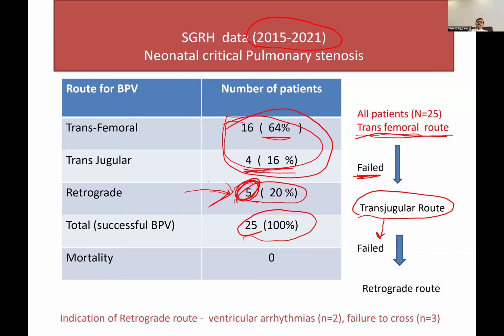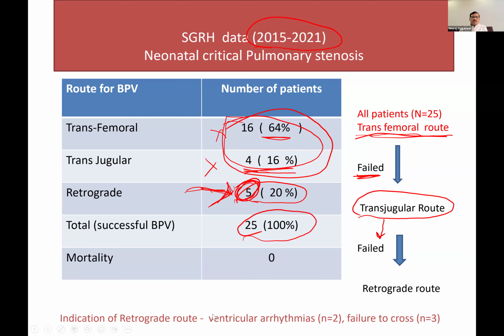and when we need to go to retrograde, and can we directly go to the retrograde route? If we know beforehand, I will not try these 2 modes. I will directly go to the retrograde route. So we try to analyze that data and understand the physiology.